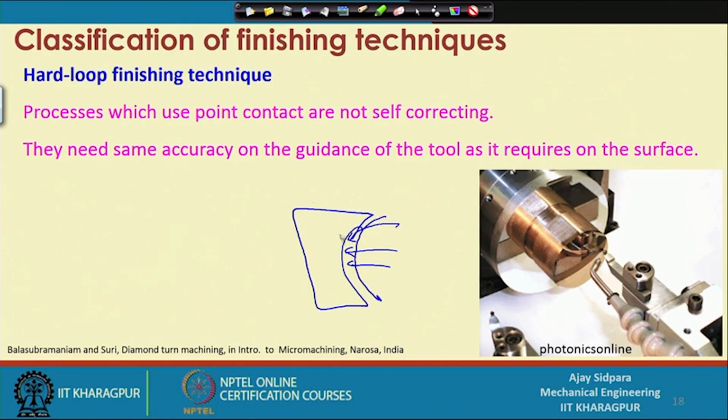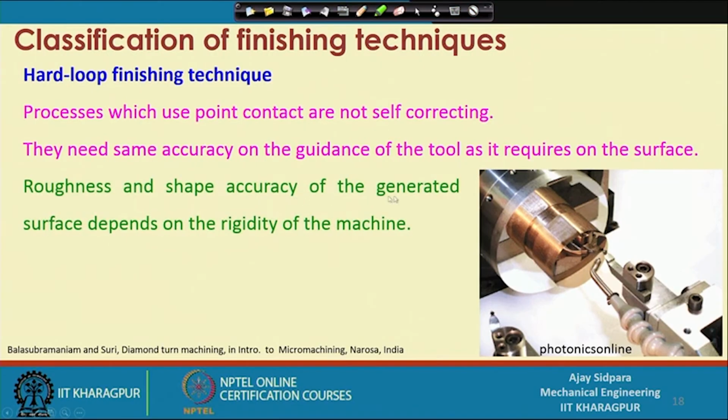In the polishing process, there are multiple cutting points. So, you need one lap with a shape similar to this, and then you give a motion, and you can easily get the surface polished or machined. The roughness and shape accuracy of the generated surface depend on the rigidity of the machine, that is, how much conformity there is between the motion of the cutting tool and the feature accuracy required on the workpiece surface. Once you give a depth of cut of 0.1 micron, can the machine continue with 0.1 micron or not? That will be decided by this.